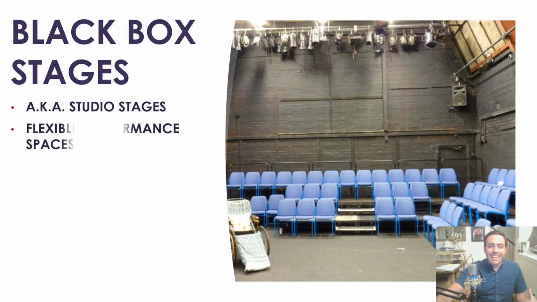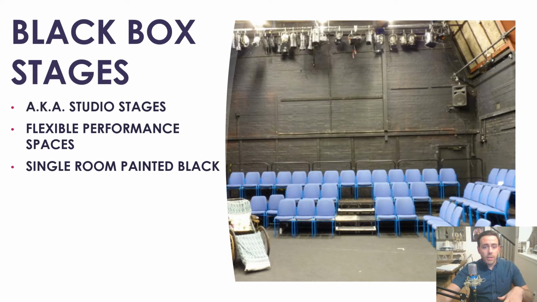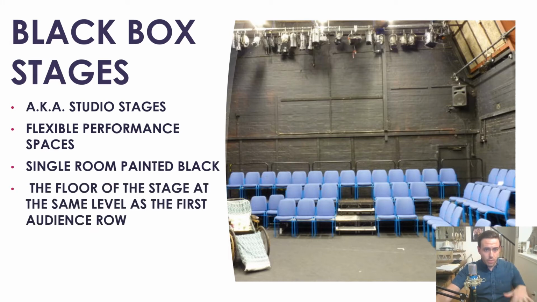So black box stages are really flexible performance spaces, right? You can do a whole host of things in them because they don't have the typical rigging and the fly tower and the curtains. They don't have any of that. So you can do pretty much anything you want in there. Not to mention now the studio floor is in fact the stage floor, which means that the floor of the stage is the same level as the first audience row. So again, kind of like with thrust stages, it's intended to bring an audience closer to the actors and closer to the performance. And so they're really just right there at eye level with what's happening on the stage.